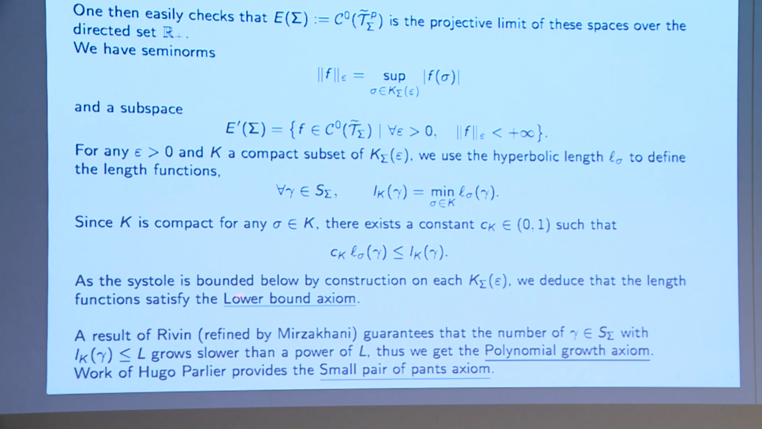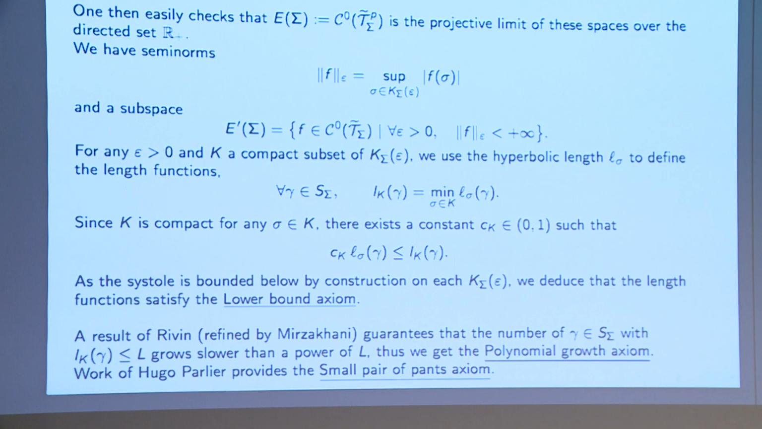And then, as I mentioned in the beginning, there is a result of Rivin, which was refined by Mirzakhani, but I think the way we use it here is just the result by Rivin. It says that if you have a simple closed curve on the surface or a multi-curve, then the number of those with length less than L will grow slower than a power of L as L goes to infinity. So the polynomial growth axiom is also okay, and there is this work of Hugo Parlier we could use to show that the small pair of pants axiom is also okay.